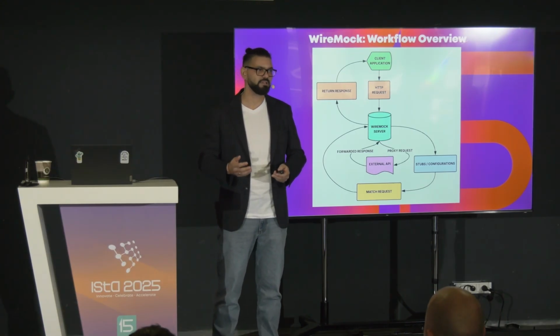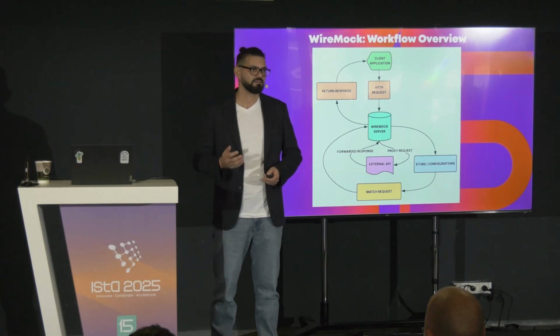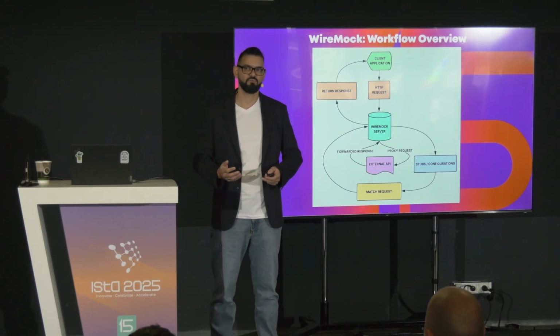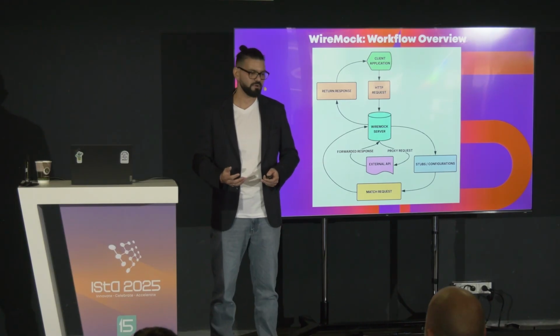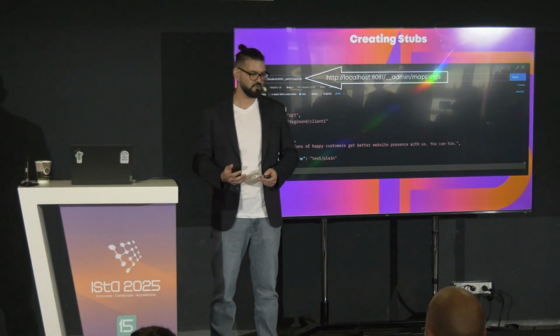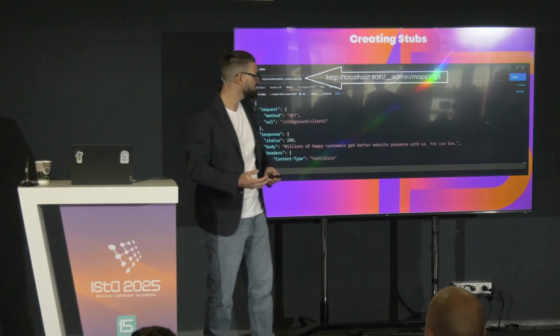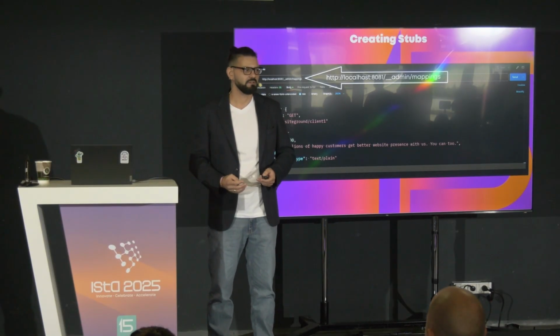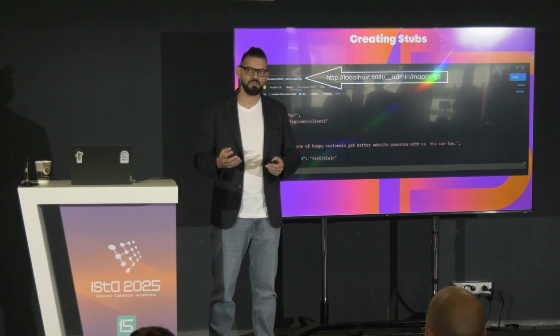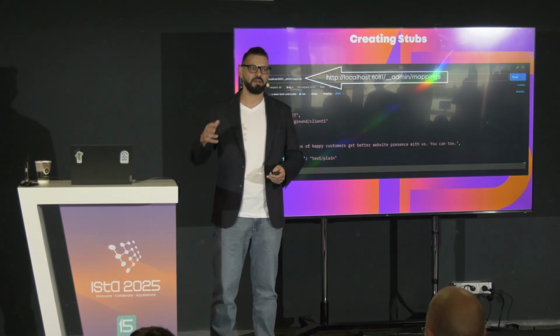And the stubs are the actual mocks. Stubbing is a key feature of WireMock. Stubbing allows you to have predefined HTTP responses for request matching criteria. And how do you create a stub? Well, for the sake of this example, I've used Postman just to have better visualization. And don't get me wrong, here we are creating a stub over API.